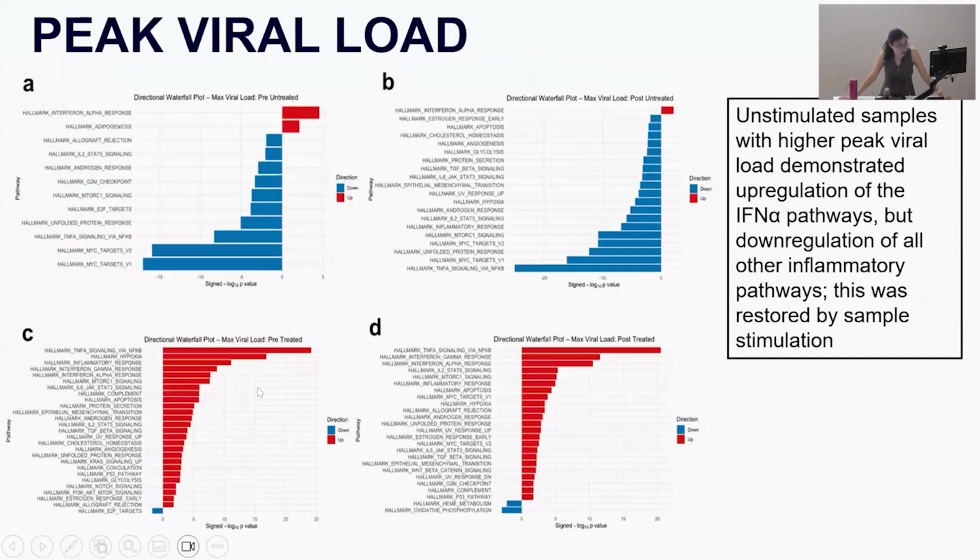So what about peak viral load? What we found in this particular case was that unstimulated samples with higher peak viral loads demonstrated upregulation of those type 1 interferon pathways, so interferon alpha, but downregulation of all the other inflammatory pathways. But in this particular case, it was completely reversed when we stimulated the samples, so potentially reflective of a more dysregulated, hyperactive immune response.